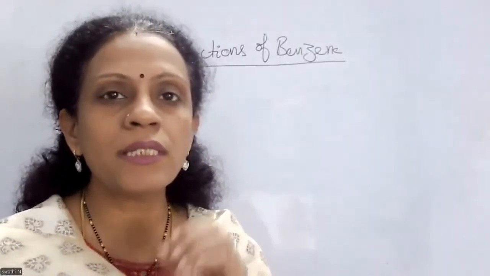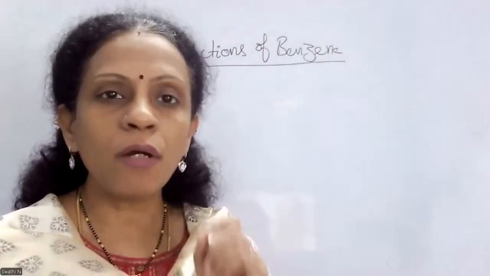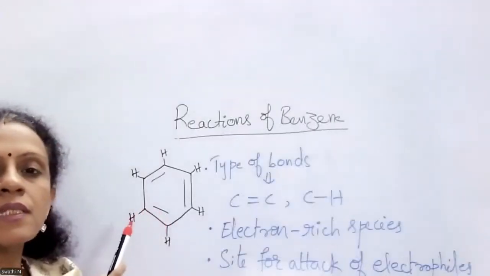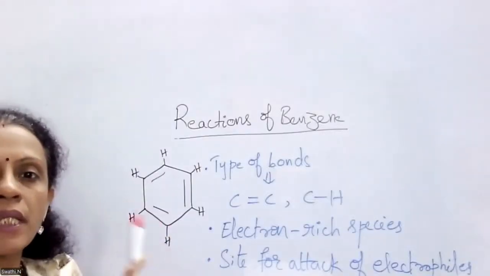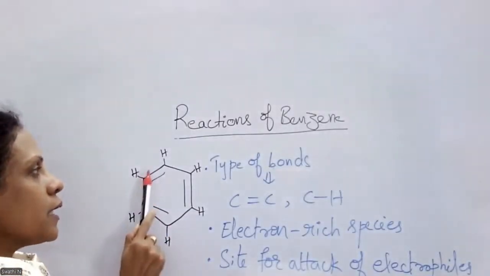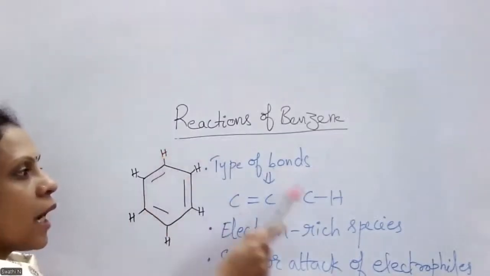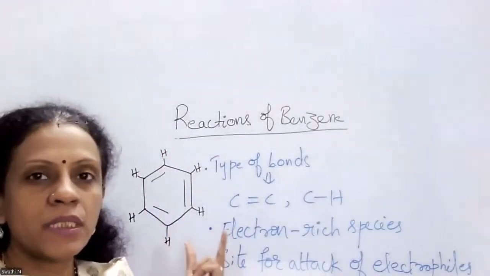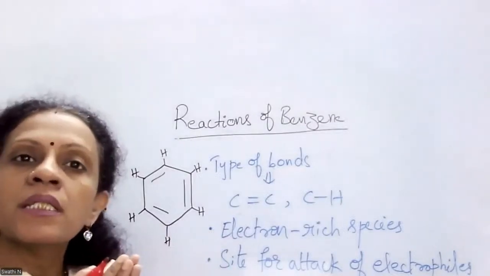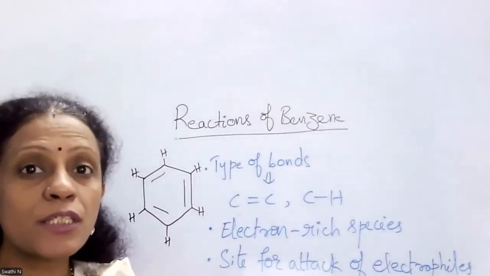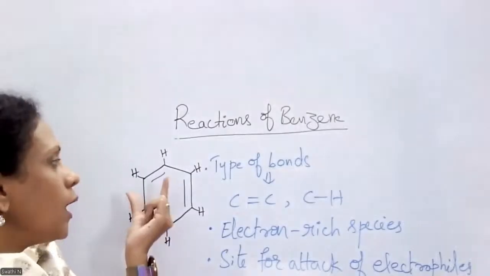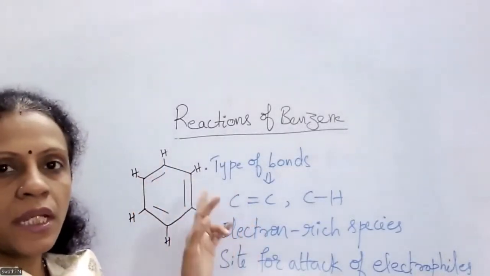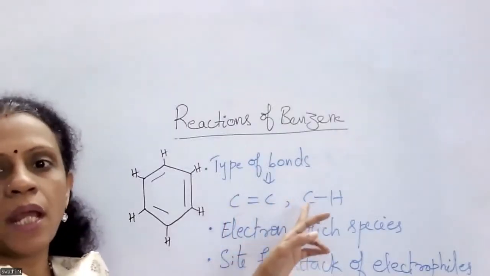Reactions of any molecule depend on the type of bonding. So now let us try to understand what type of bonds are present in the benzene structure. This is the structure of benzene. From the structure you can easily make out that benzene contains carbon-carbon double bonds and carbon-hydrogen single bonds. Even though I have given one of the Kekulé structures of benzene here, the original structure of benzene closely resembles the resonance hybrid structure. Overall, it contains carbon-carbon double bonds and carbon-hydrogen single bonds.